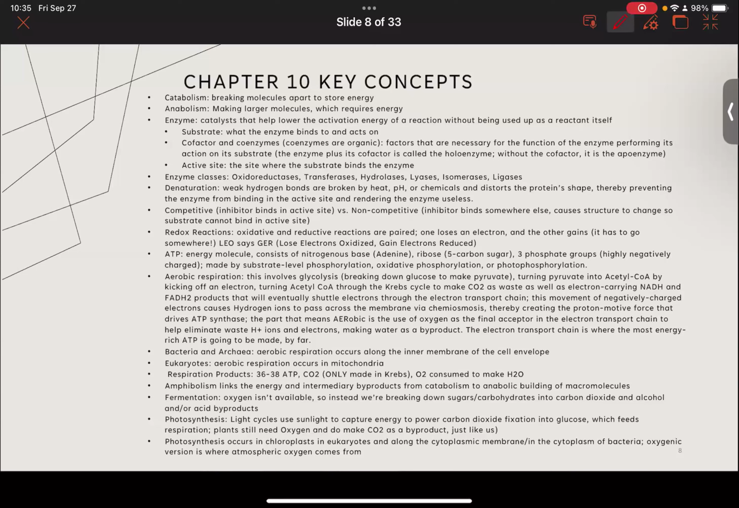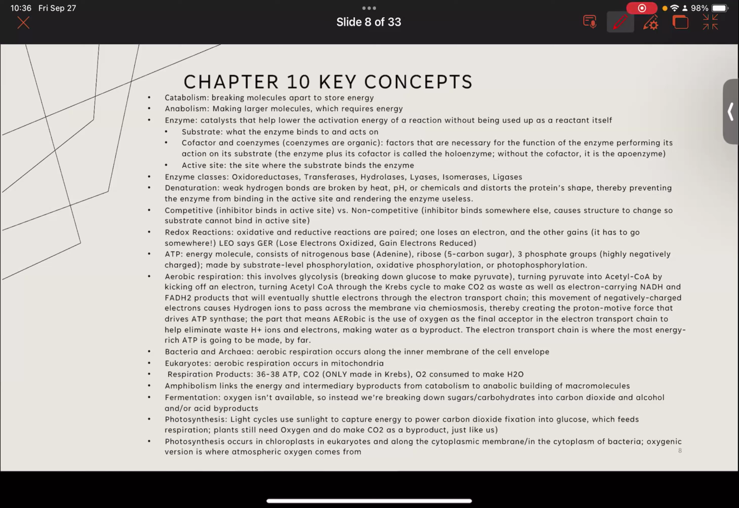The cofactor can be inorganic. It's still just called a cofactor. If that's the case, that's usually metal ions like iron or zinc or something. Or if it's an organic cofactor, it can be called a coenzyme. So remember, coenzymes are still cofactors. They're just an organic cofactor.